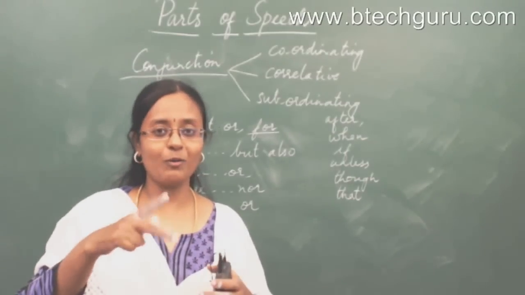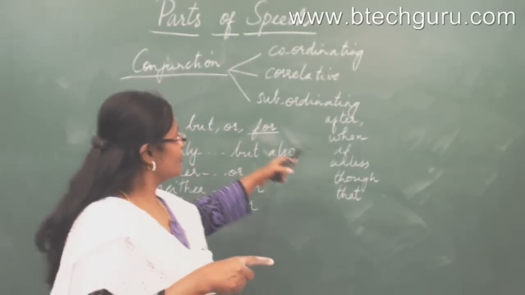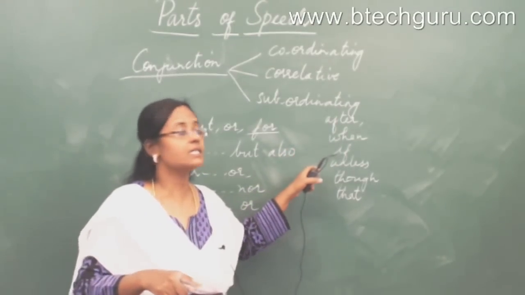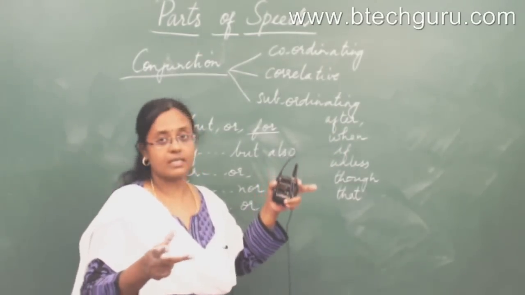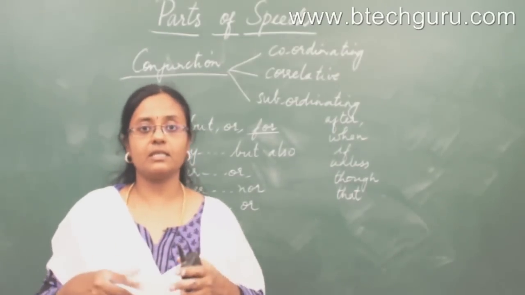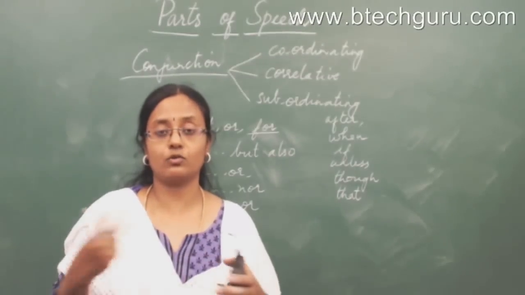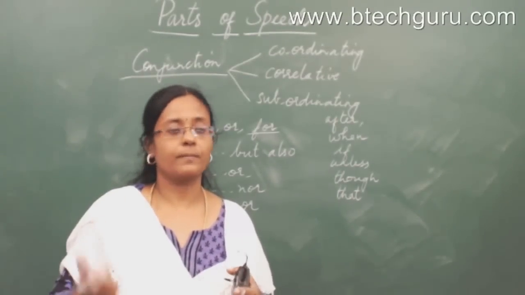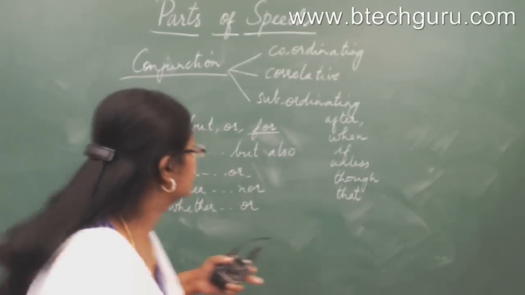So it is your job to go and look for more subordinating conjunctions and see how they're being used in sentences. And you can, as I said already, pick out some sentences from a paragraph or an essay or a story and then find out the parts of speech of those words. Okay.